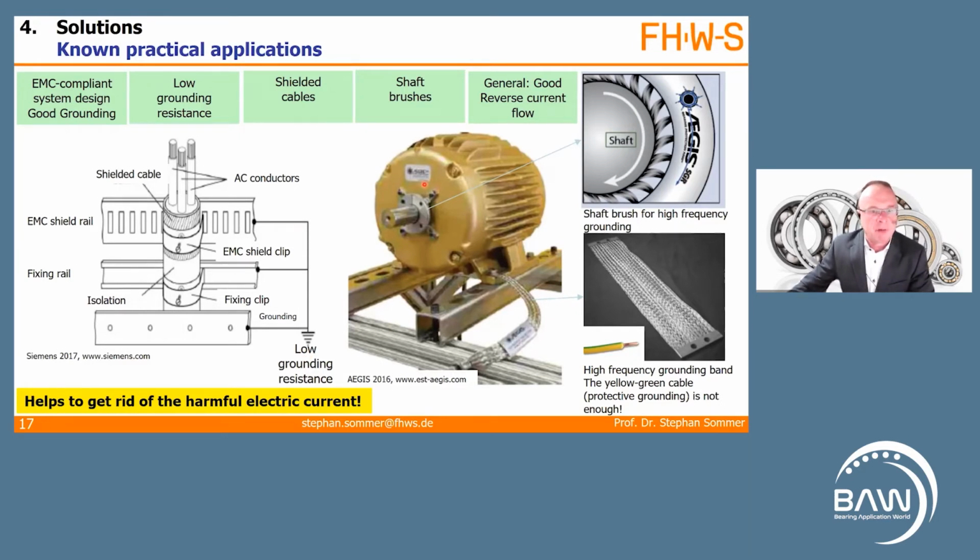Here is an example for brushes, shaft brushes. It's an example from Aegis. And the shaft brushes, they work like this. Here is how it works. It is a ring with very thin hair, carbon hair, collecting the electric currents, the high frequency electric currents from the shaft. And if we do that, this bundle of things helps to get rid of the harmful electric current.